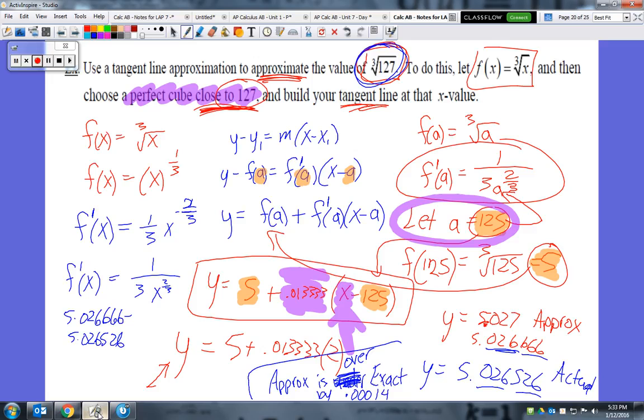0.00014. Now, when you're doing an under approximation or over approximation, this number is always going to be positive. The under or over will tell you whether it was a negative or a positive as far as the way you're going to interpret it. But the actual number, like 0.0014, I want it to be a positive.